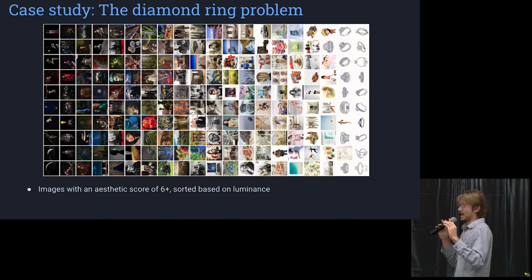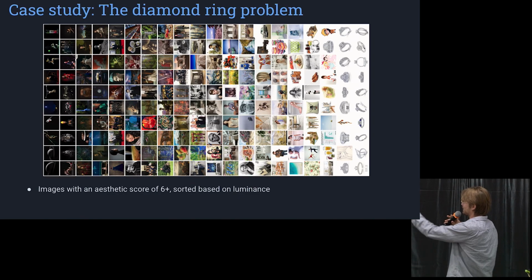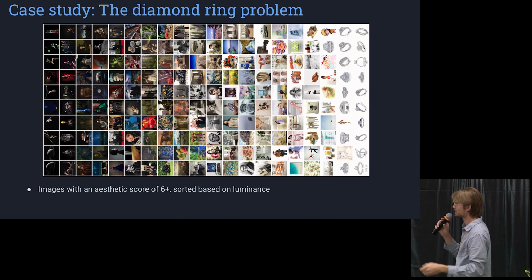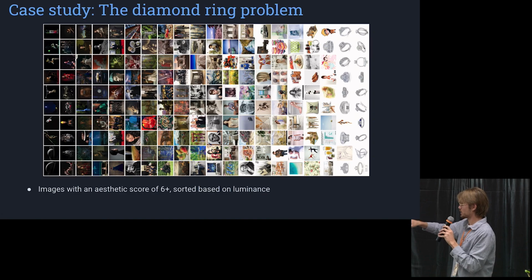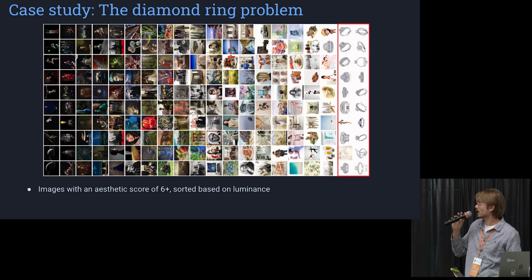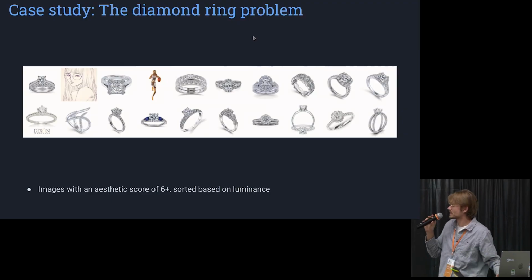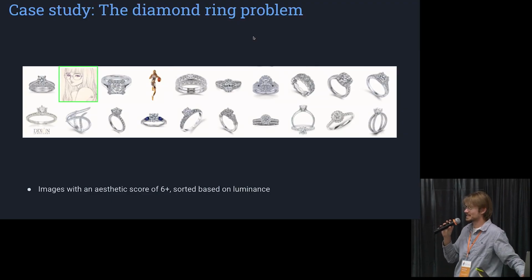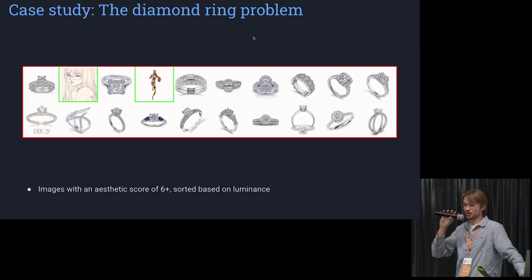And every automated metric is going to have different limitations. In the case of aesthetic score, we ran into something I call the diamond ring problem. This is a plot of images with an aesthetic score of higher than 6, sorted based on that luminance score that I talked about. And if you'll notice, when we get to the top band of aesthetics, just to zoom in on that, all except for a few of these photos, you've got some sketch, you've got some basketball player, every other image is of a diamond ring in this large web scale data set.